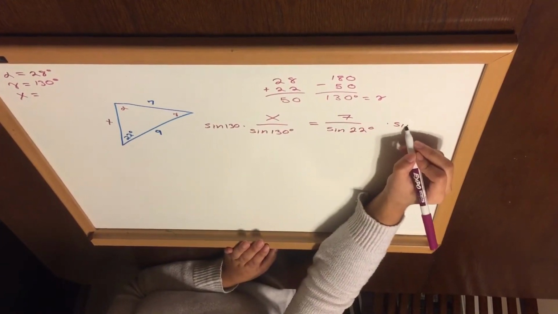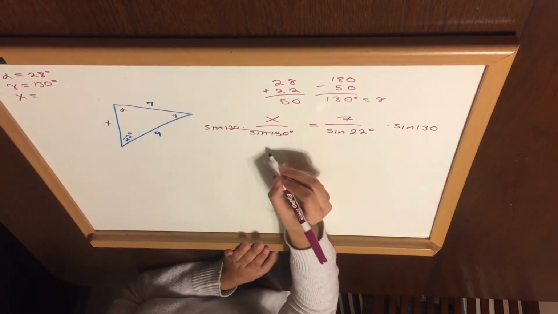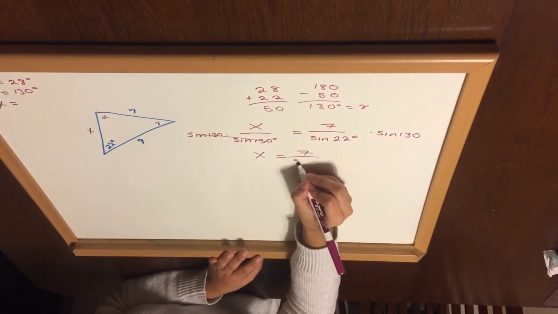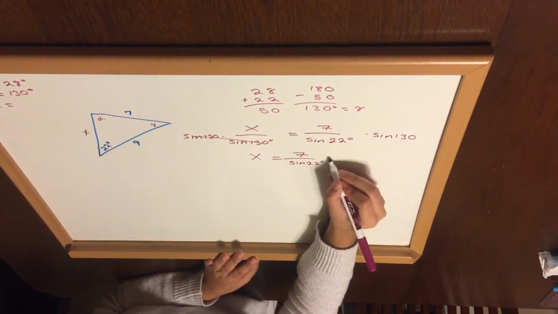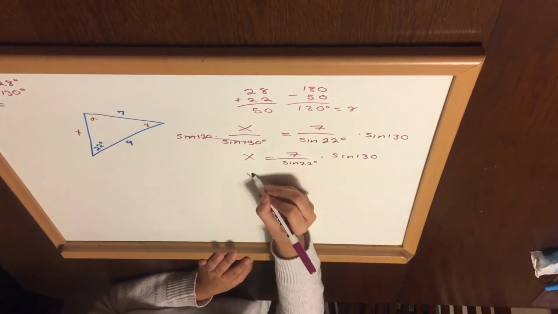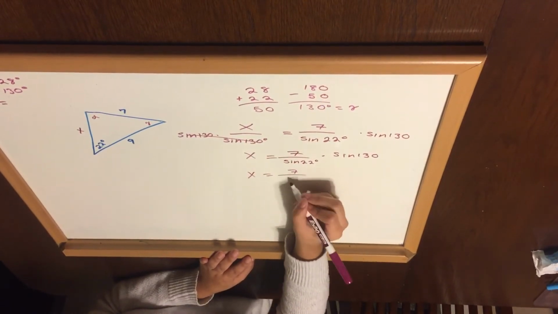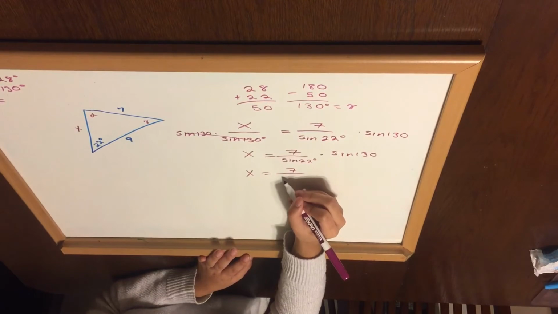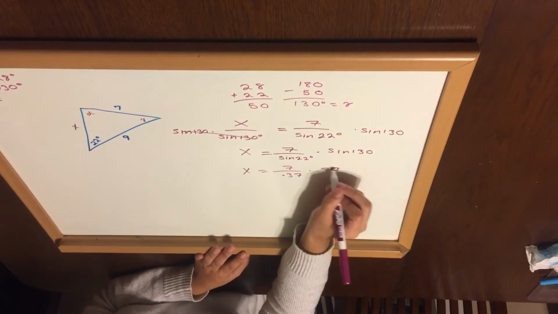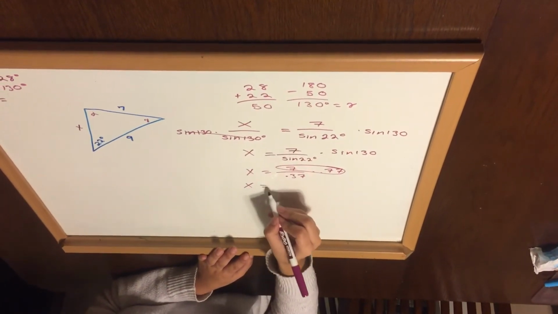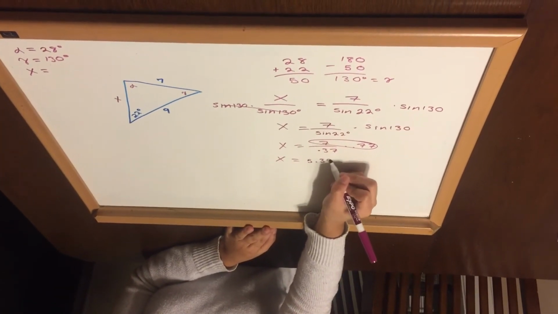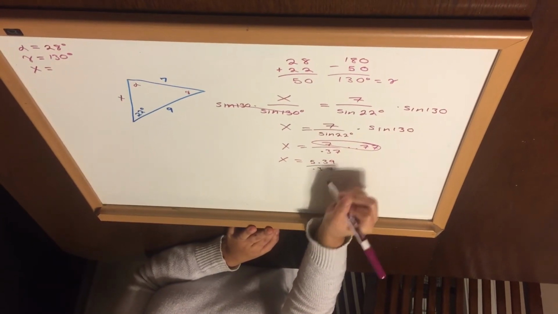Isolate x by multiplying both sides by sine 130 to get x equals 7 times sine 130 over sine 22. Simplify that equation to x equals 7 times 0.77 over 0.37. That simplifies to x equals 5.39 over 0.37. Solve that equation and get x equals 14.57.